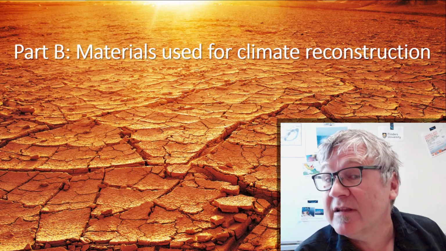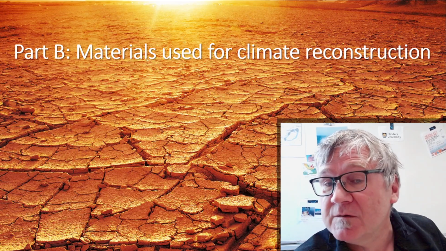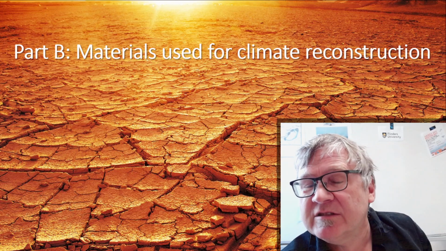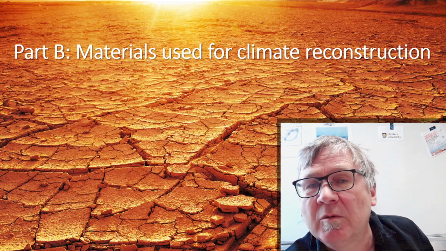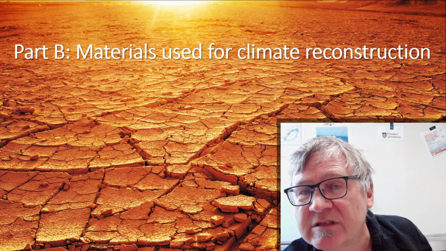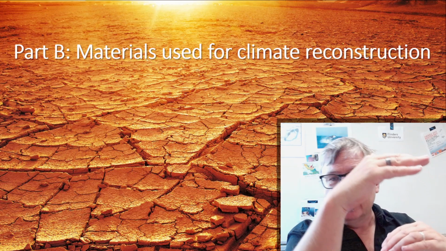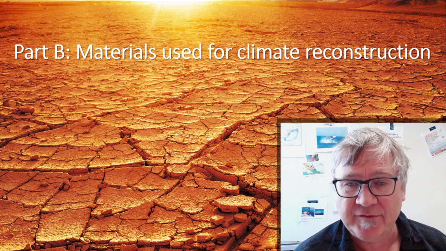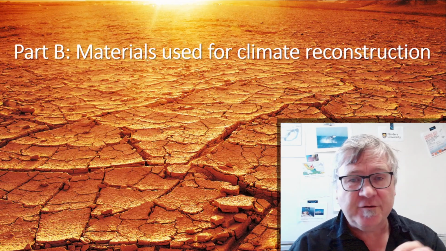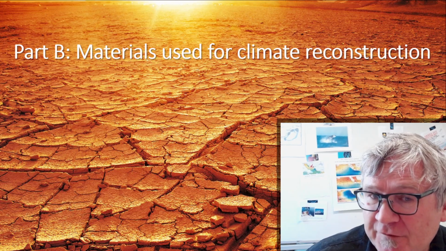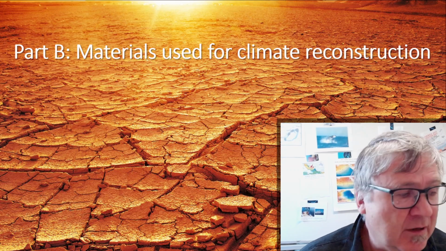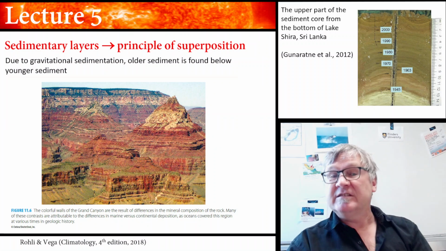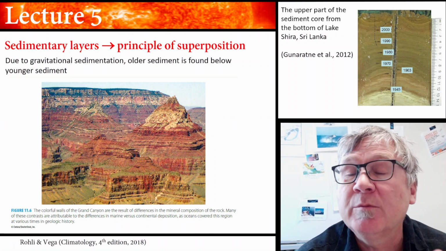So in this second part of this lecture, we look at different materials used for climate reconstruction. And it all has to be some sort of material which contains different layers that sit on top of each other, so that you can have a sequence of events. And the first type of core that you can look at are sediment cores. And this is about sedimentary layers and the principle of superposition.